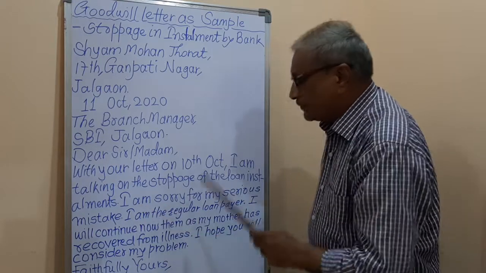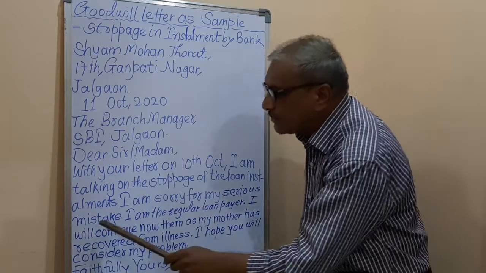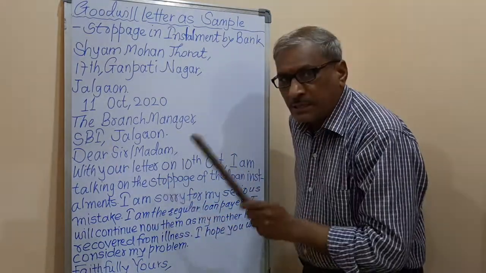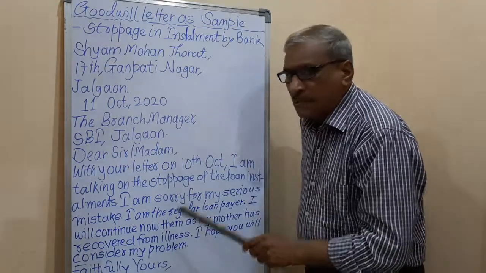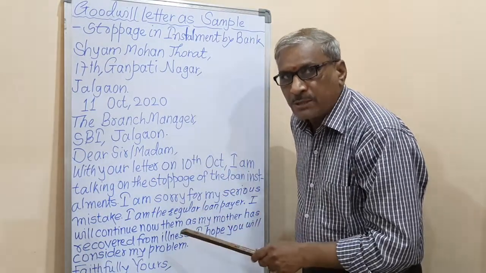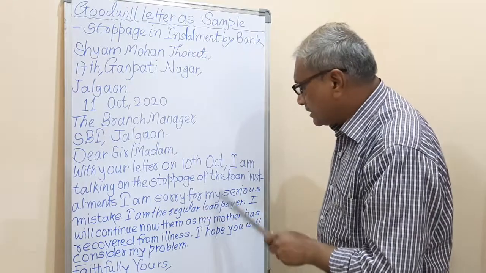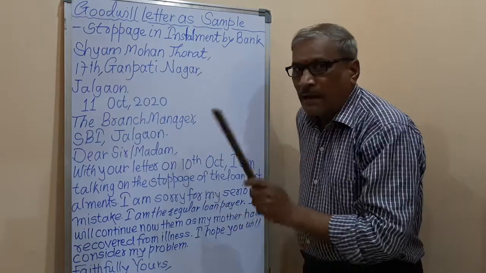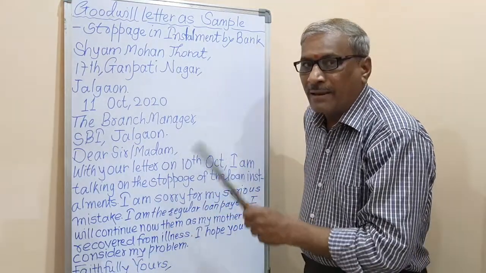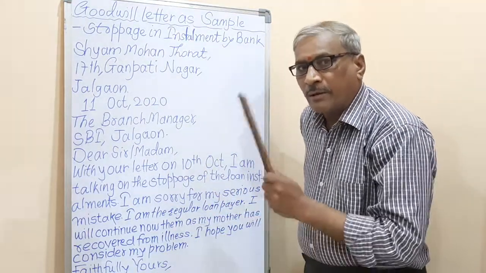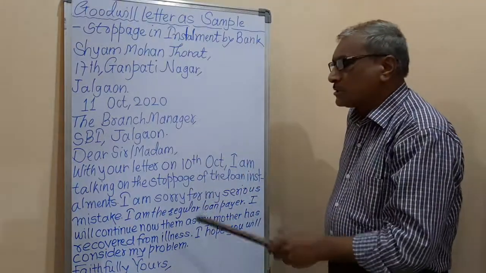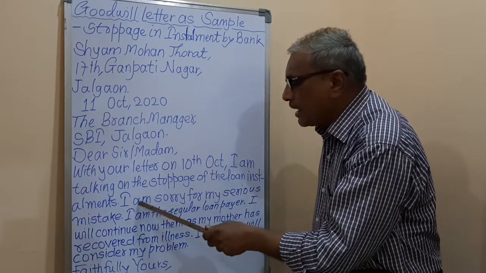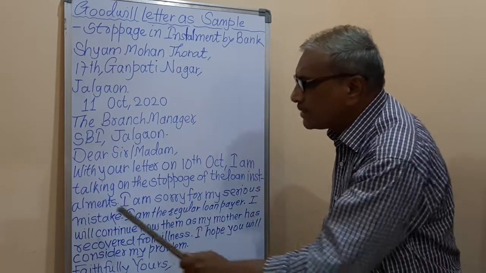"I am sorry for my serious mistake." So the customer knows very well that it is his serious mistake because he has stopped the installments of the bank. That's why this is the serious mistake, because this is the goodwill letter and the customer has to balance his goodwill at the bank or in the market, and that's why the customer has excused himself here to the bank and he said, "I am sorry for my serious mistake."